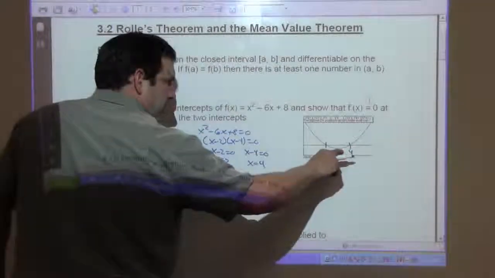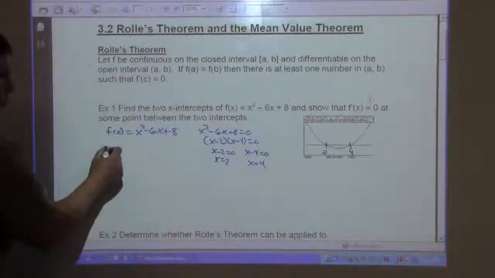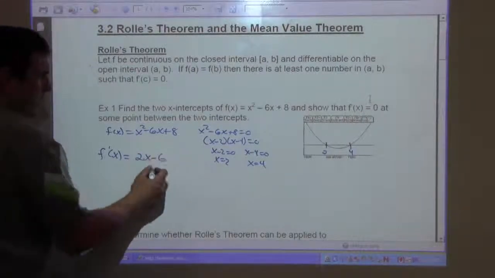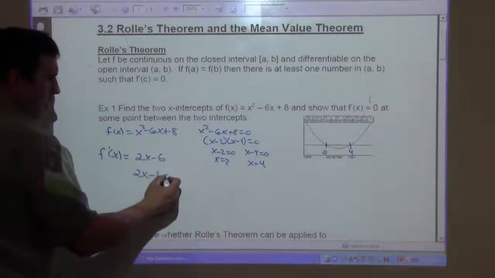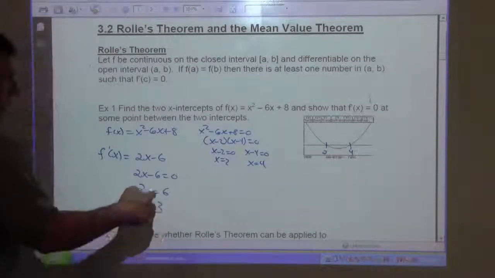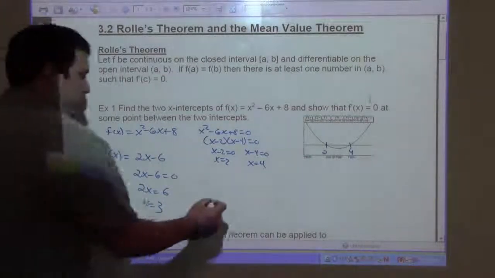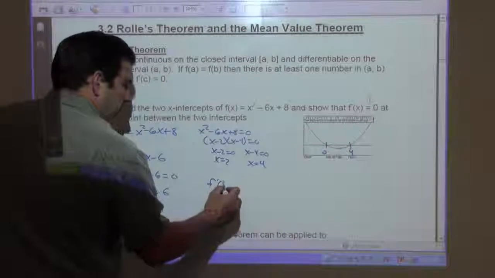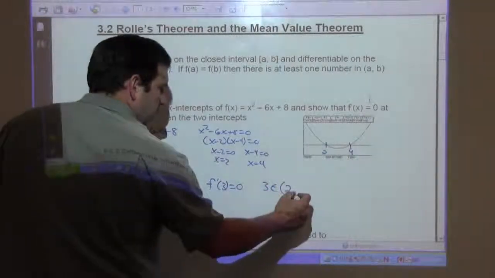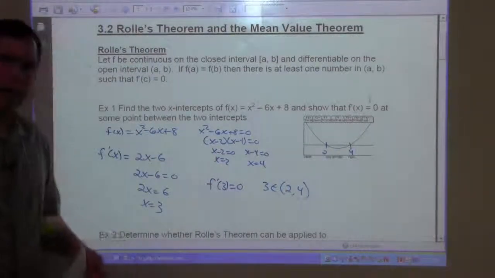So someplace between 2 and 4, we're going to have 0 as a slope. F prime of x is going to be 2x minus 6. So where's 2x minus 6 equal to 0? That's where 2x equals 6, so x equals 3. And 3 falls between 2 and 4. So f prime of 3 is 0, and 3 is in the interval from 2 to 4. That's Rolle's theorem. Kind of cool, huh?